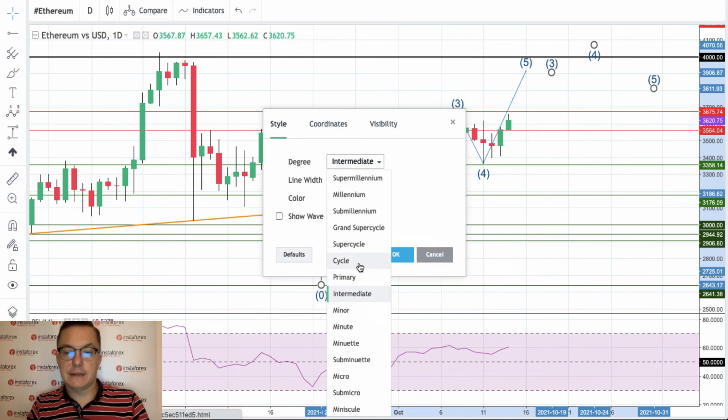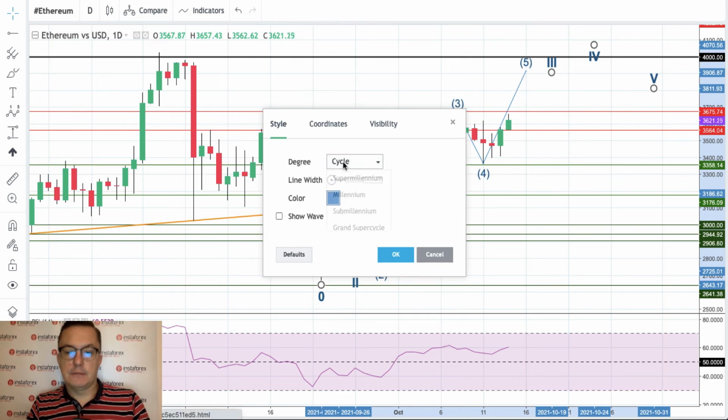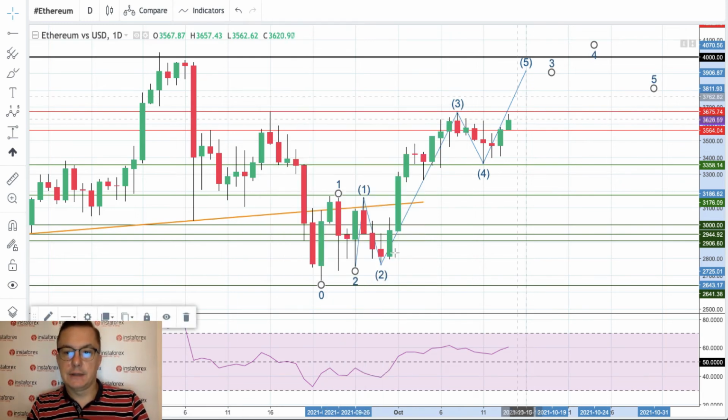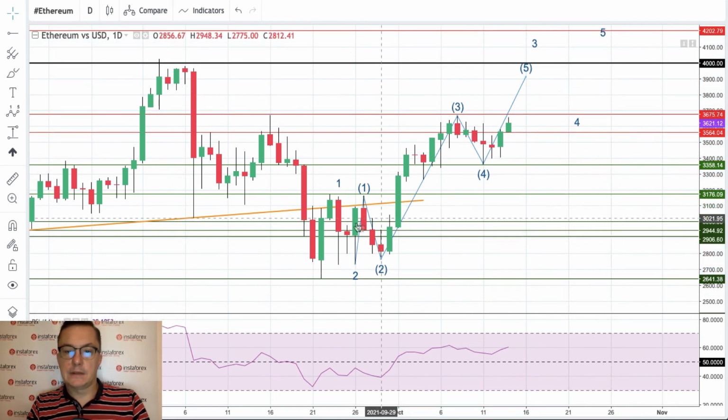This is a higher cycle. Let's say this is maybe not the primary cycle but the minor cycle. There you go. This is what I meant. This is wave 3. This is a part of wave 3. Then there should be wave 4, and then we should go even higher in wave 5, of course. So that's the wave 1, that's the wave 2, 1, 2, 3, 4, 5, wave 3, wave 4, and wave 5. This is how it looks properly on the Ethereum to the American dollar.